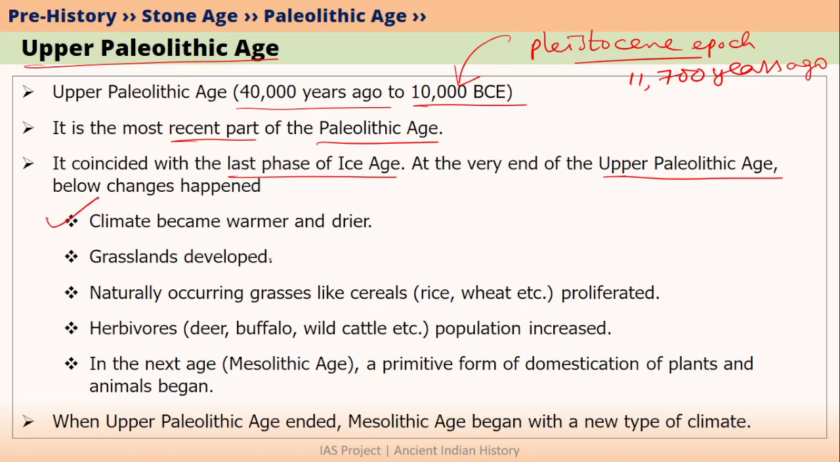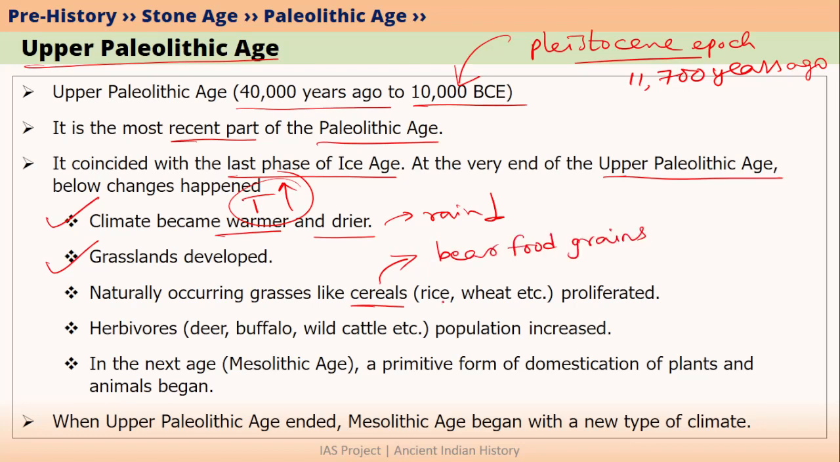First, the climate became warmer and drier. Warmer means temperature has increased, drier means rainfall has decreased. And because of this temperature increase, grasslands developed at many regions in the world. And among these grasses, some grasses were cereals. Cereals are nothing but those grasses that bear food grains. Examples of cereals can be rice, wheat, barley, corn, maize, oats, and all these.